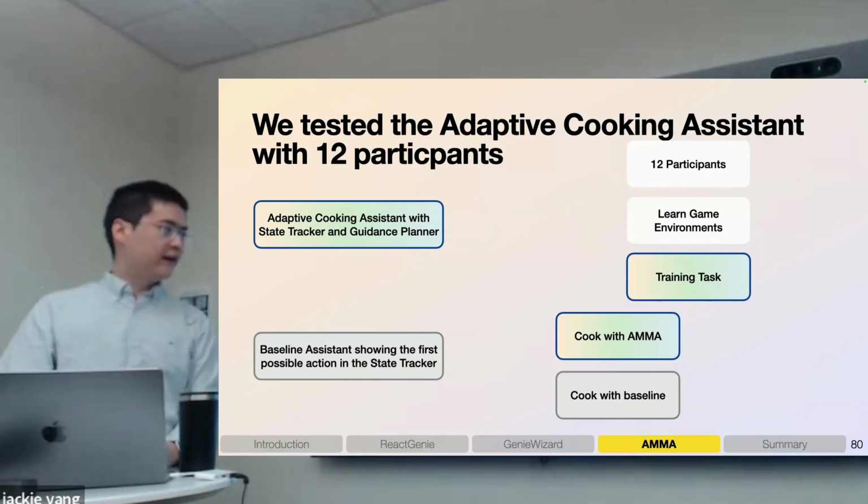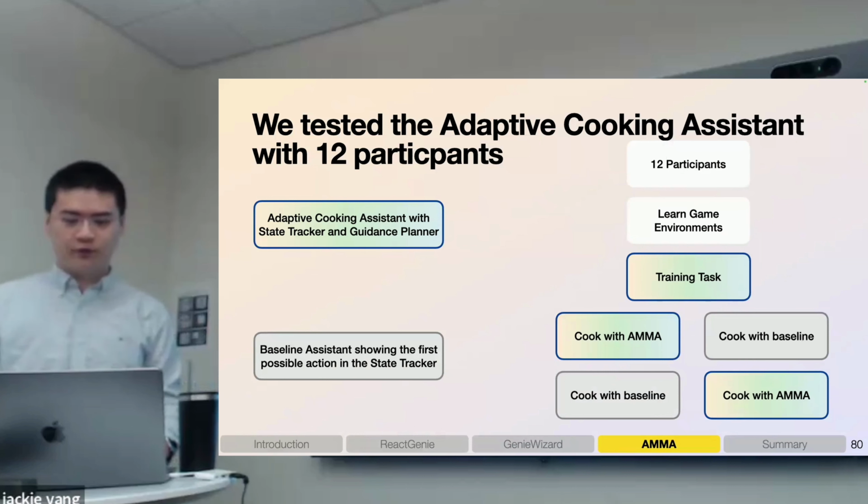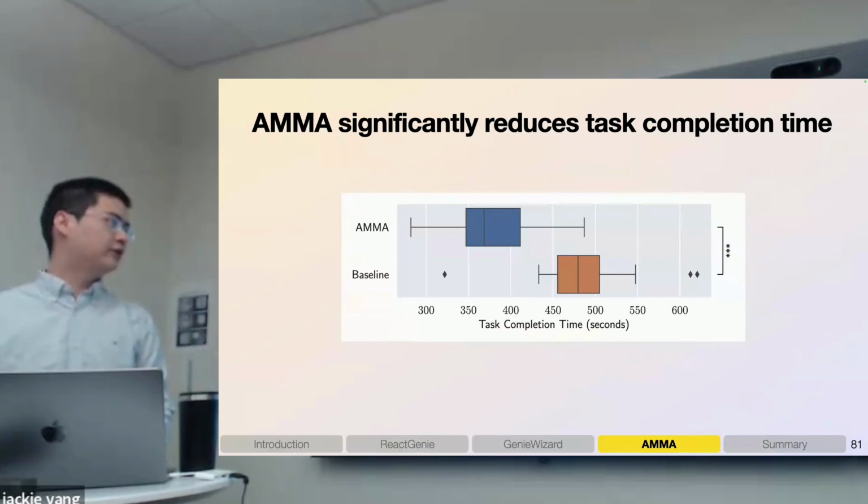And we divided the users into two groups of 6 participants. One group started with AMA, and the other group started with the baseline condition to counterbalance the learning effect. The results show that AMA significantly reduced the task completion time. People using the AMA condition spent 280 seconds rather than 480 seconds in the baseline condition.